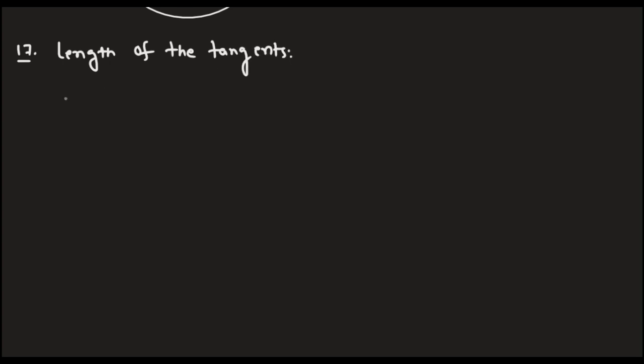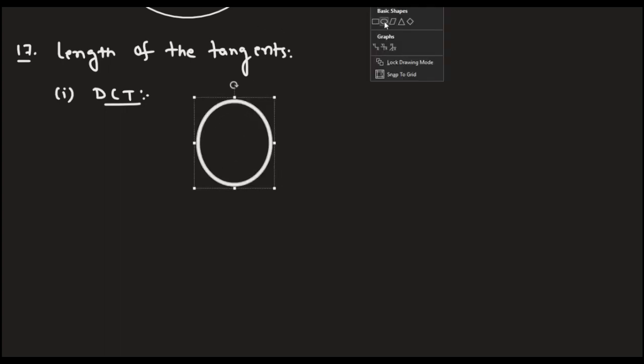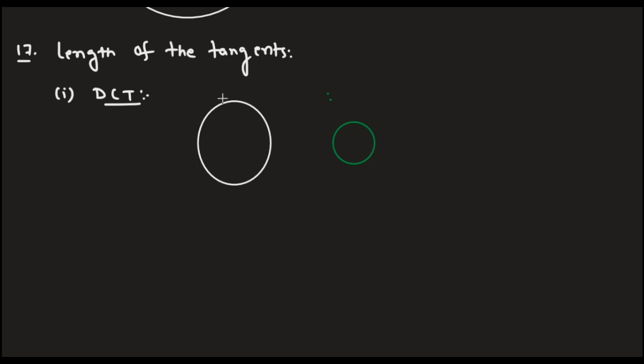Length of the tangents. First is DCT, direct common tangents. How can we calculate their length? First of all, I am taking one circle, and another circle like this one. Now our tangent is like that. Two direct common tangents are there.